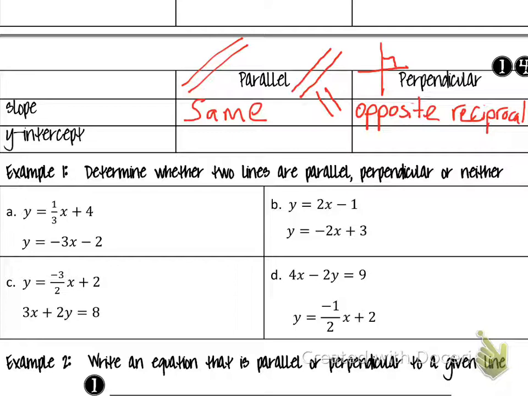The y-intercept of parallel lines has to be different. The y-intercept of perpendicular lines can be the same or different.